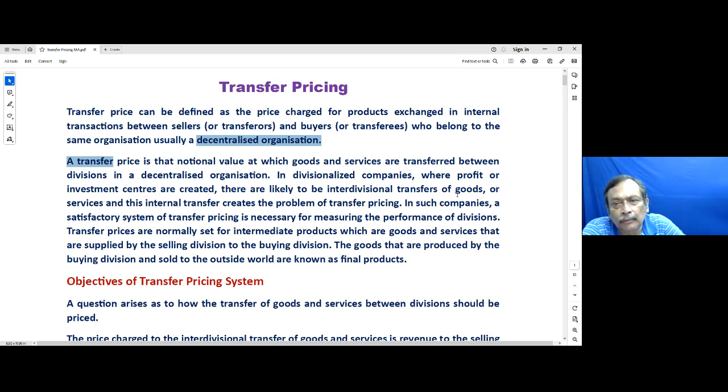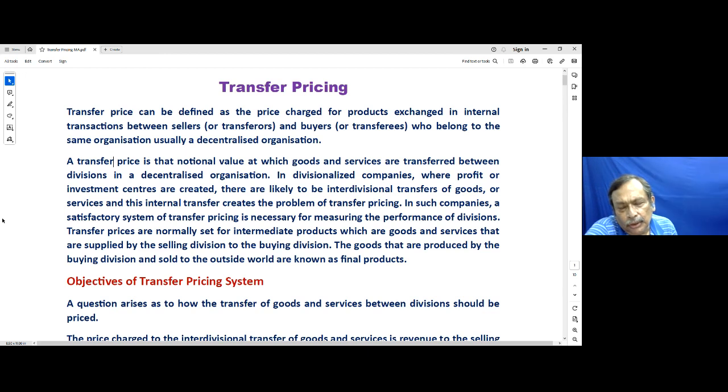Now, what is transfer price? A transfer price is that notional value at which goods and services are transferred between divisions in a decentralized organization. In divisionalized companies where profit or investment centers are created, there are likely to be internal divisional transfers of goods or services, and this internal transfer creates the problem of transfer pricing.